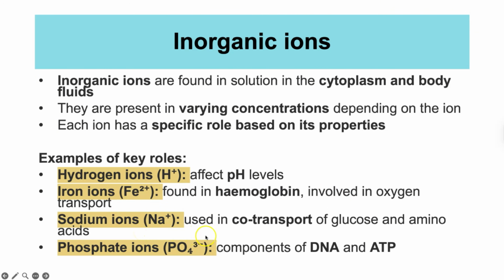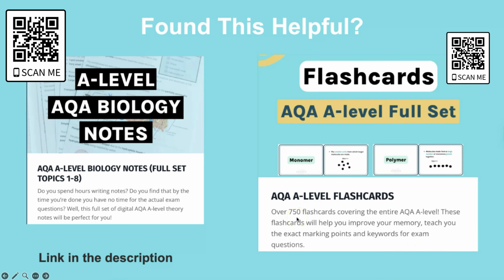Sodium ions come up in multiple places in the A-level. The first one you're going to see is in topic 2 for co-transport, and then again in topic 3 because you have co-transport in absorption of digested molecules. So glucose and amino acids are transported from the ileum into the blood by co-transport. Phosphate ions has come up in this video because they're components in DNA, RNA, and also ATP. So that takes us to the end of topic 1.